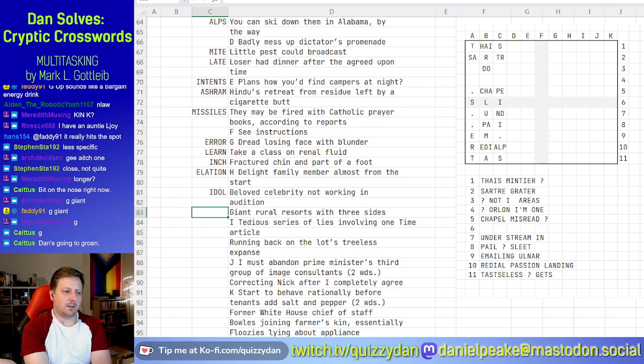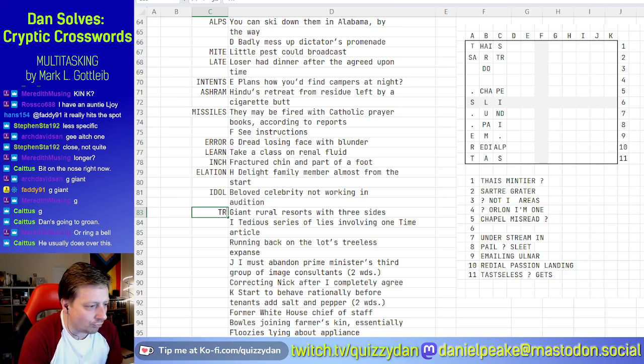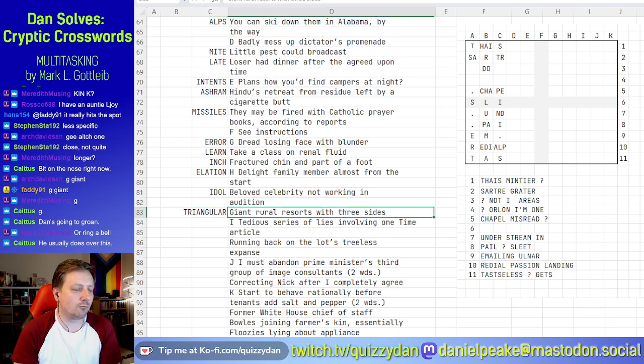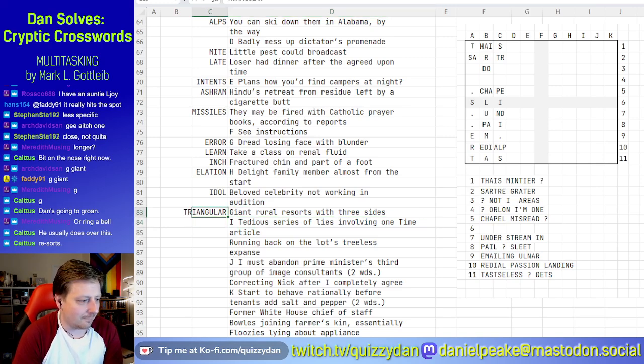Okay, so this is a pun. Oh, no. Triangular. It's an anagram of giant rural. Resort is to resolve. Resort is an anagram indicator. So it's an anagram of giant rural, and if something has 3 sides, it is triangular. So that is that done.